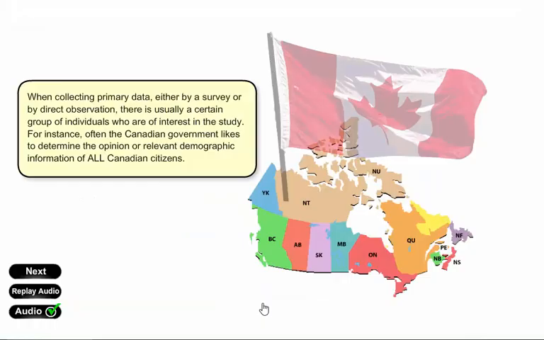When collecting primary data, either by a survey or by direct observation, there is usually a certain group of individuals who are of interest in the study. For instance, often the Canadian government likes to determine the opinion or relevant demographic information of all Canadian citizens.